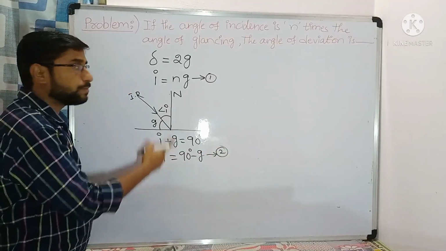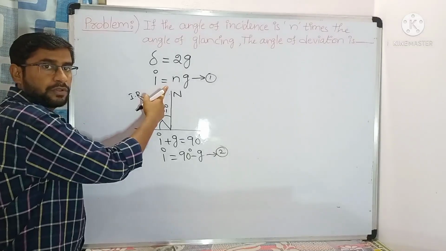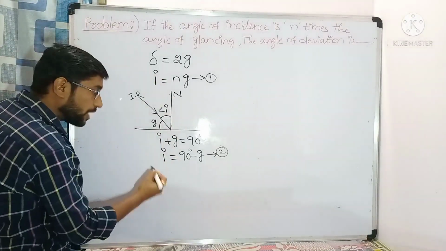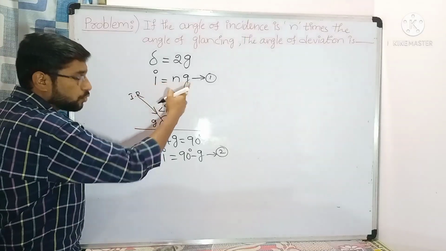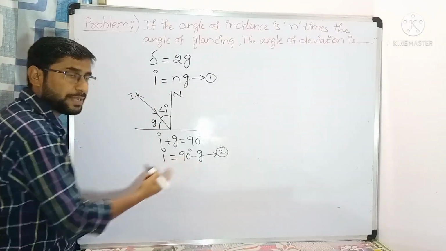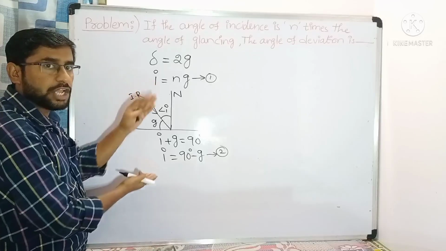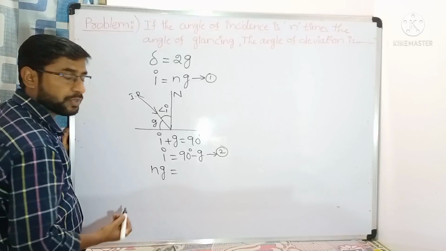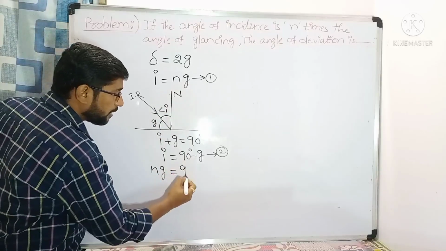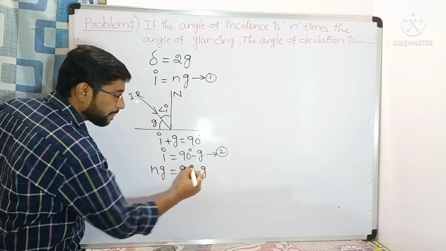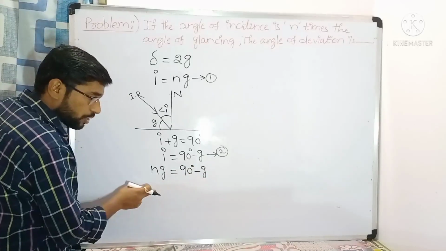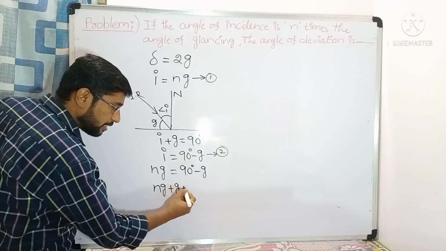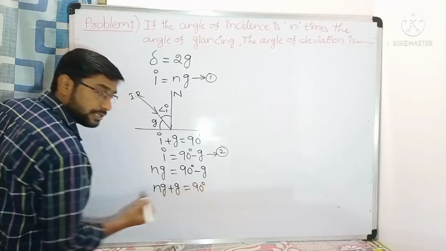So substitute equation 2 in equation 1. Equation 1 is what? i is equal to n into g. Here also i is equal to n into g. That means LHS sides are equal, so equate RHS sides. So n into g is equal to 90 minus g. Now minus g is sent to this side, it becomes plus. So n into g plus g is equal to 90 degrees.